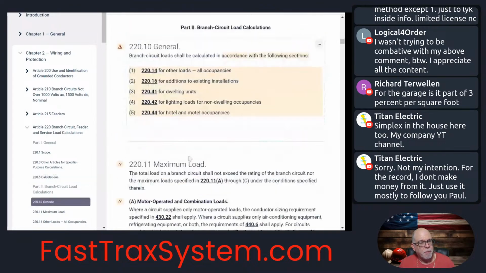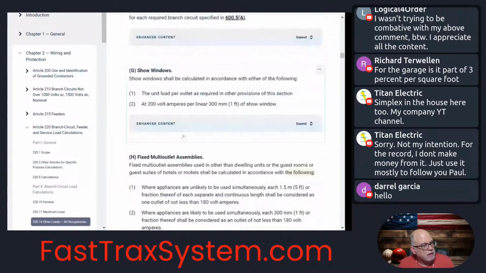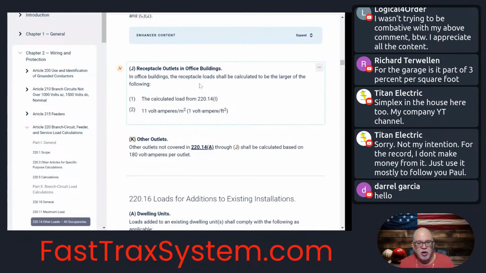All right, now, back to what we were looking at. 220.14, if you look down here, you see that no longer is it telling you about the 3 VA per square foot.